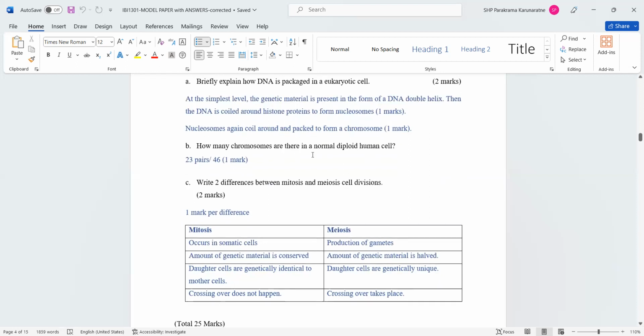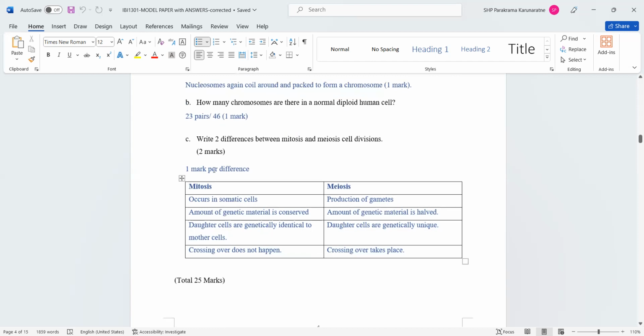And then, how many chromosomes are there in a normal diploid human cell? In a normal diploid human cell, you get 23 pairs, or 46. I explained these things. And when the gametes are formed in a sperm or an ovum, you get one from each pair. So in a sperm you get only 23, or in an ovum you get only 23. Sperm or ovum are haploid, that means N. But in a normal diploid human cell, that means 2N, you get 23 pairs, that means 46, right?